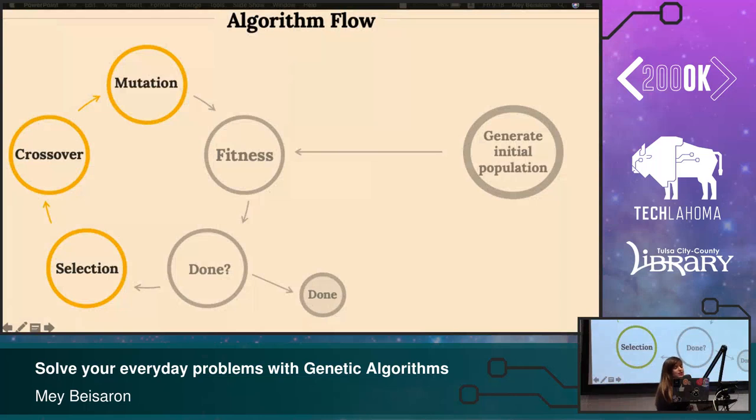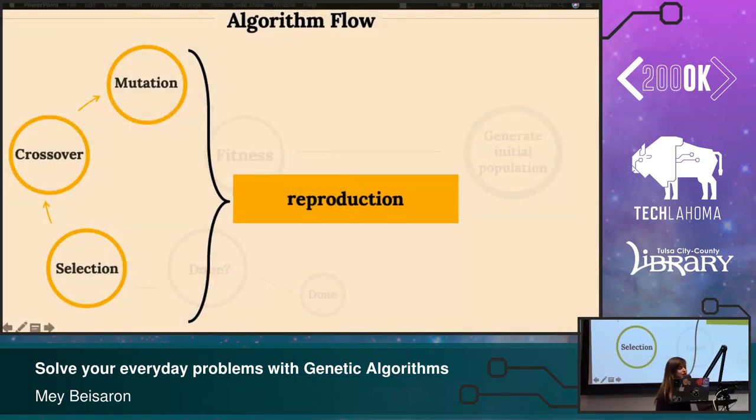Okay, so the next part is the selection, the crossover, and the mutation. Like I said, this is the reproduction part of the algorithm. It means that this is where we generate new solutions out of the existing ones, and we want to repeat these three steps until we have enough solutions. The selection, the crossover, and the mutation are done each time for each solution. So if I want to generate a population of 100, I would repeat this 100 times until I have an entire new population.